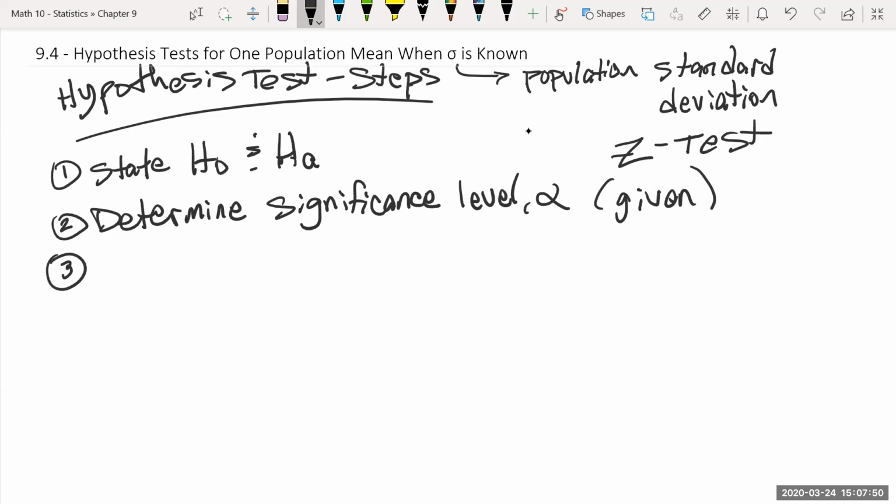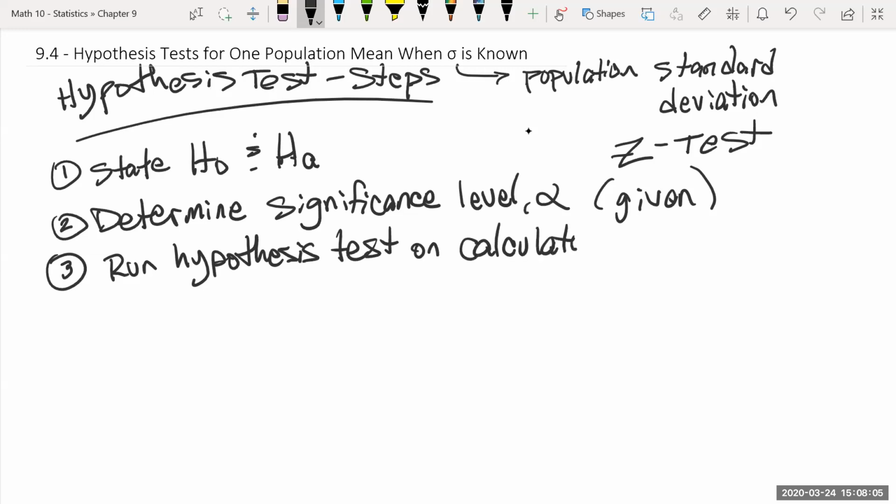All right. Third step, we run our test on the calculator to find the p-value. Now in this section, we will find z as well. We're just not actually going to physically use z. They will ask for z on your homework, so I'll point that out when we get there.